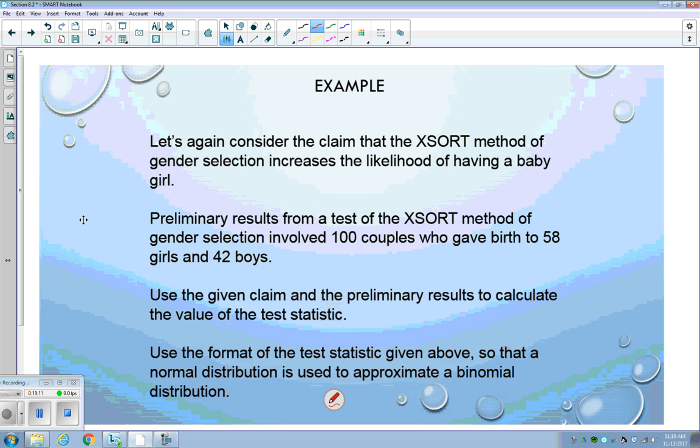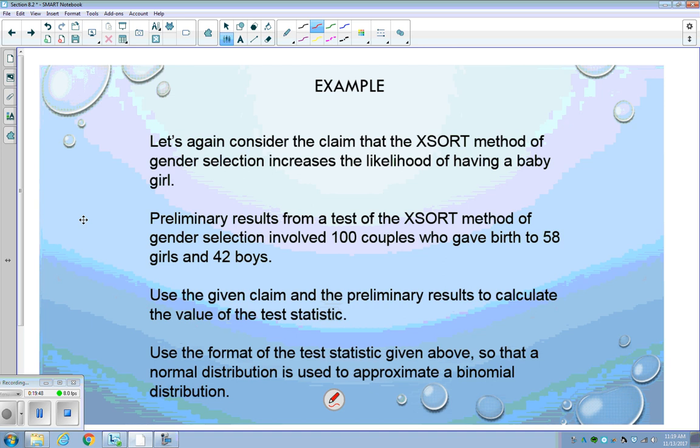So here we are back to the example of the X-sort. Preliminary results from the test of the X-sort method of gender selection involved 100 couples. Is it over 30? Yes. This is a proportion. So right now I know I'm going to use Z. That's how you're going to determine. It's a proportion. I'm going to use Z. Is it normally distributed? It doesn't really matter because it's already over 30. But it is normally distributed. Okay? 58 were girls and 42 were boys.